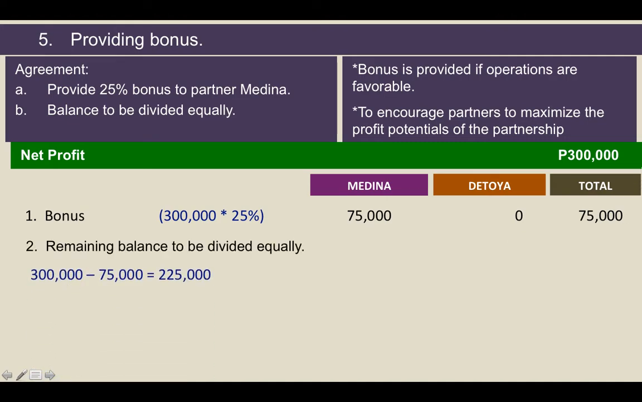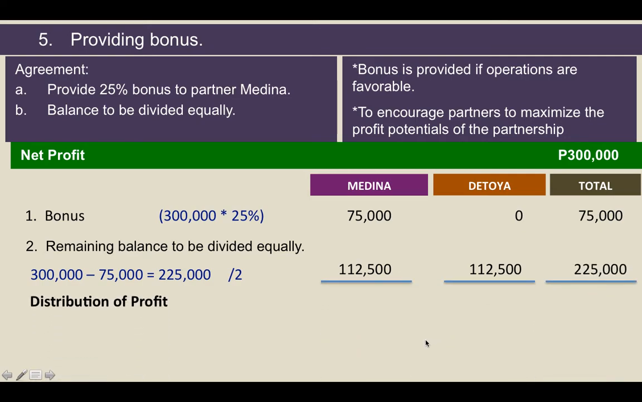So we have 300,000 profit minus the bonus of 75,000, then you have 225,000. You have to divide this equally because that is what is in the agreement. So divided by 2, you have 112,500 for each partner. And the total for Medina on the distribution of profit is 187,500. For Ditoya, 112,500 for a total of 300,000. That is the amount of the profit that was distributed.